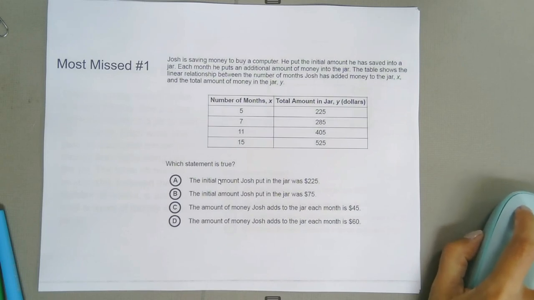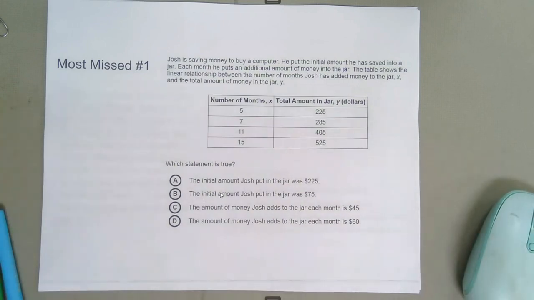Which statement is true? A: The initial amount Josh puts in the jar was $225. B: The initial amount Josh puts in the jar was $75. C: The amount of money Josh adds to the jar each month is $45. D: The amount of money Josh adds to the jar each month is $60.